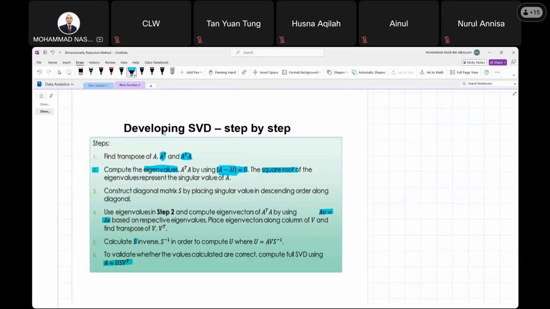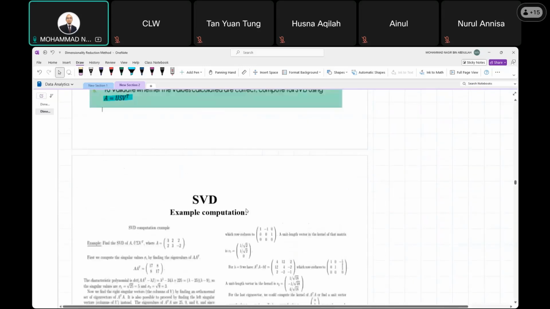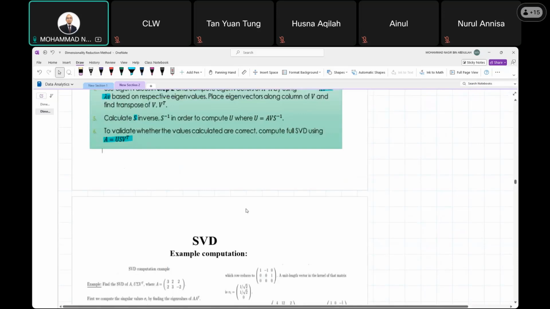equation. Okay, so far, do you have any questions before we start trying to compute the example? Any questions so far regarding singular value decomposition? Ada soalan? Hello?